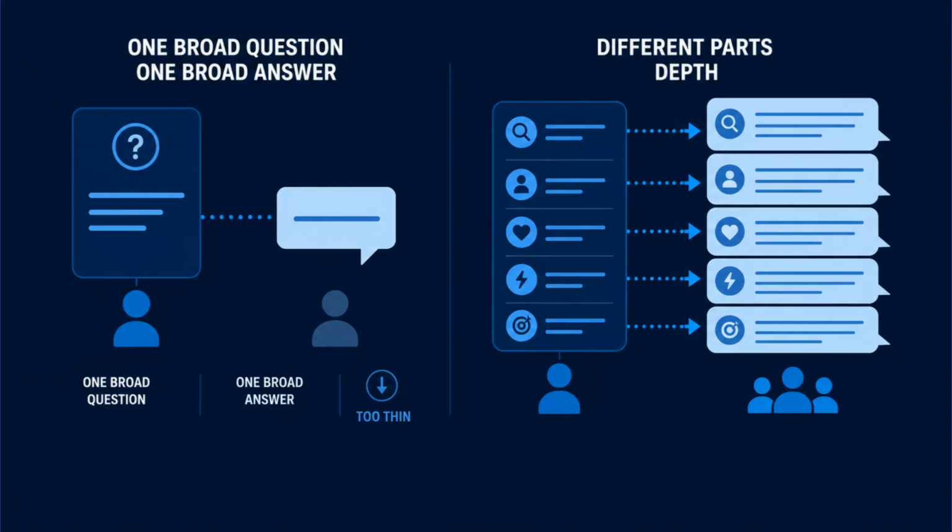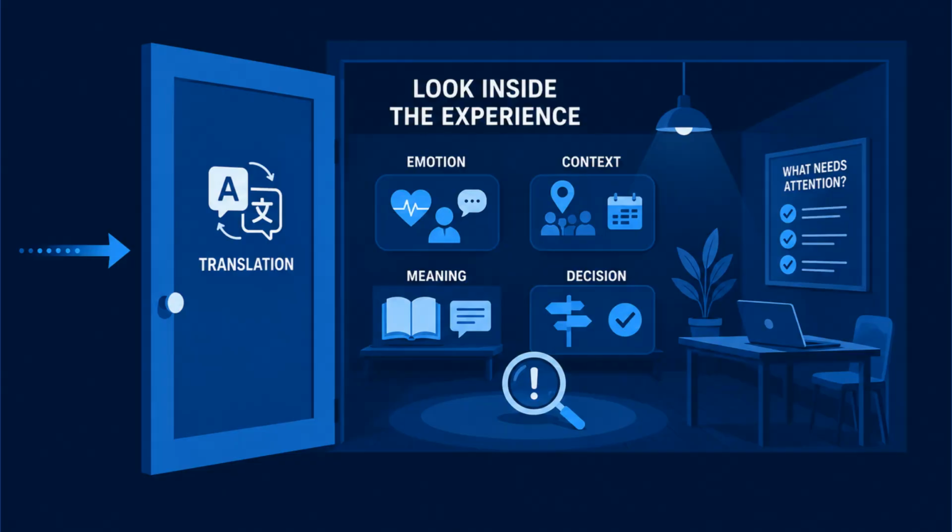If you do not identify the layers inside that term, your interview can become too thin. You may ask one broad question, receive one broad answer, and assume you have enough. But qualitative depth usually comes from understanding the different parts of the experience, not from asking about the whole experience all at once. Translation opens the door. Experiential layers help you see what is inside the room. They show you which parts of the experience need attention before you begin writing sub-questions.